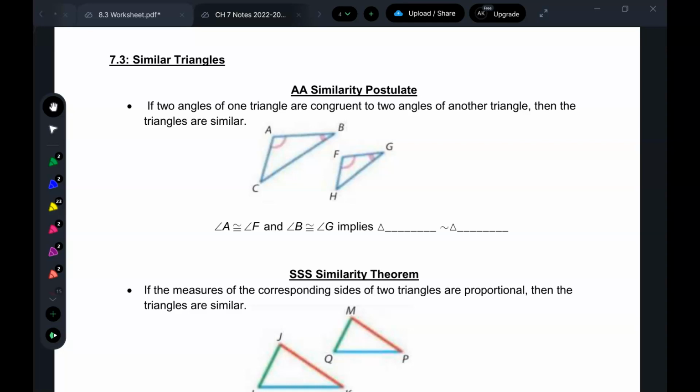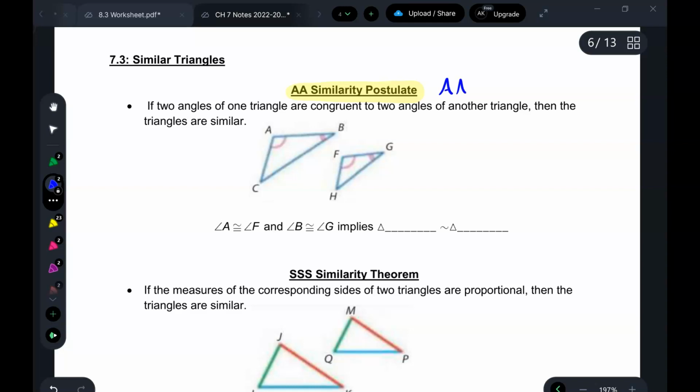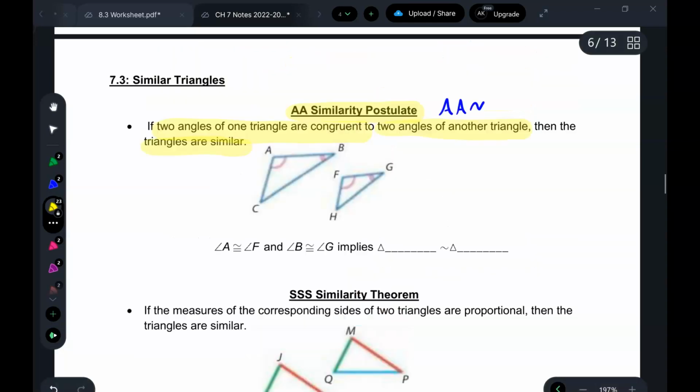I would say if you're going to do flashcards, this stands for angle similarity. Remember, for similar we use the little squiggly line. If two angles of one triangle are congruent to two angles of another triangle, then they are similar. Technically, if two of the angles are the same, then the third angles are also the same. They would have to be.